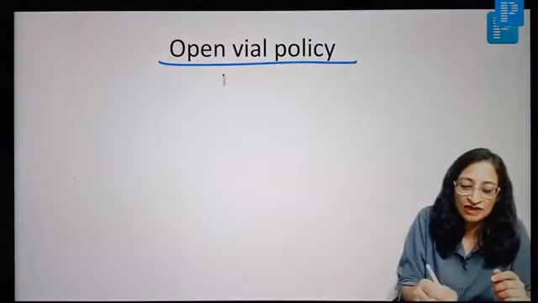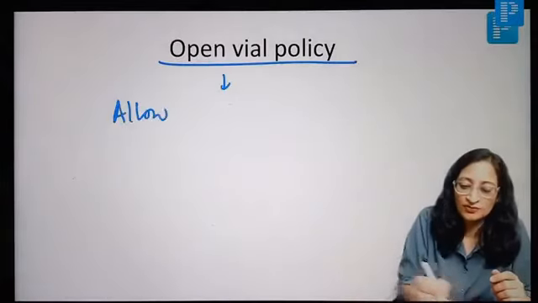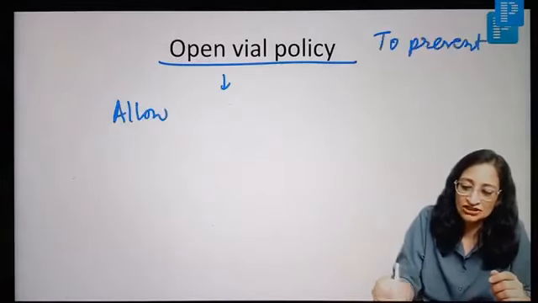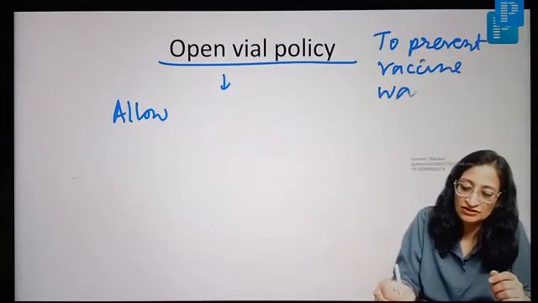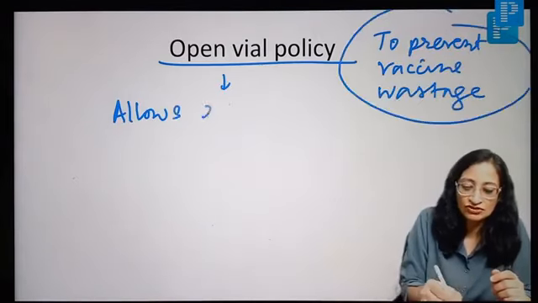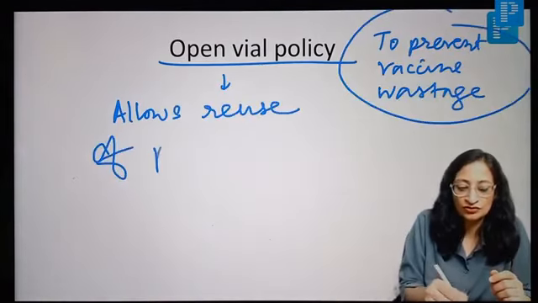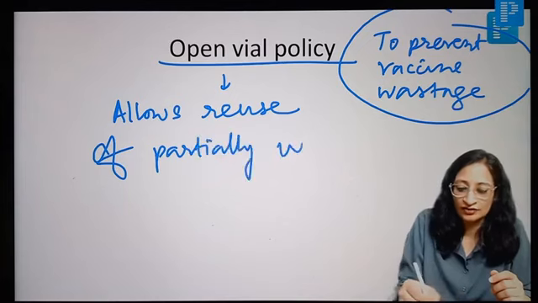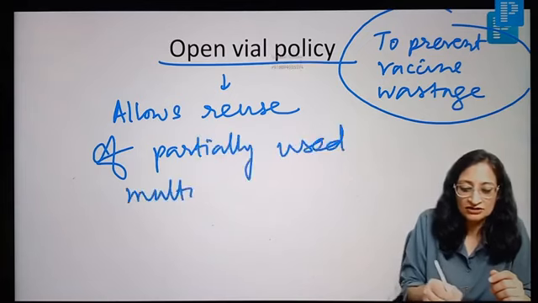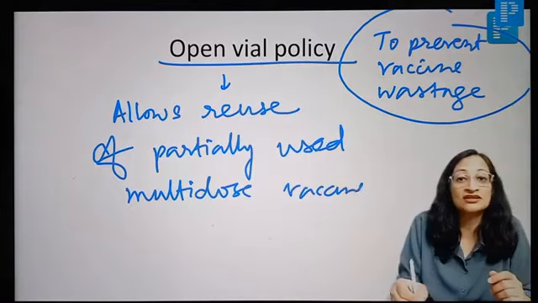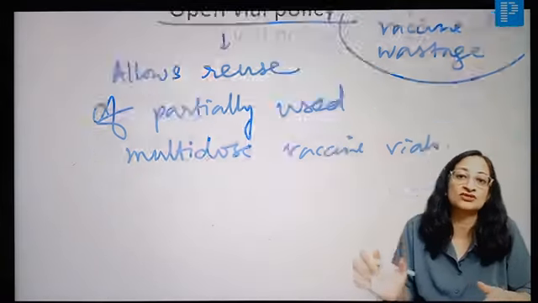Now this open vial policy, why did it come? It came to prevent vaccine wastage. To prevent vaccine wastage, this open vial policy came, and it allows reuse of partially used multi-dose vaccine vials, provided certain conditions are met. Up to 4 weeks you can reuse them.